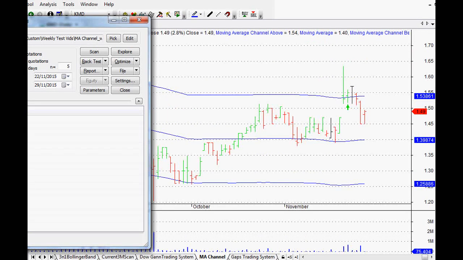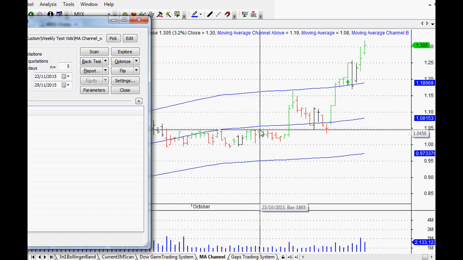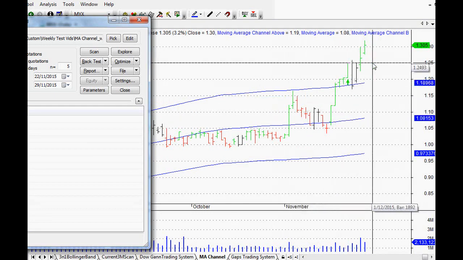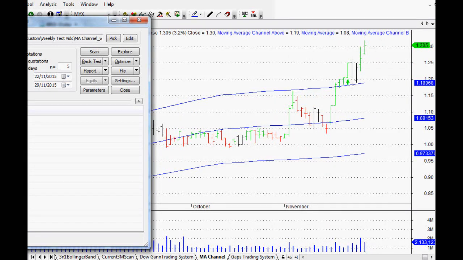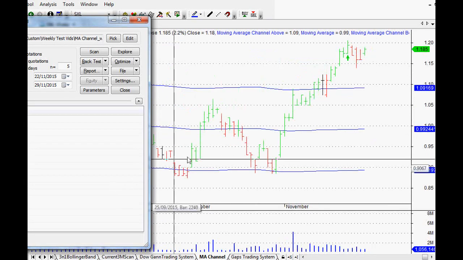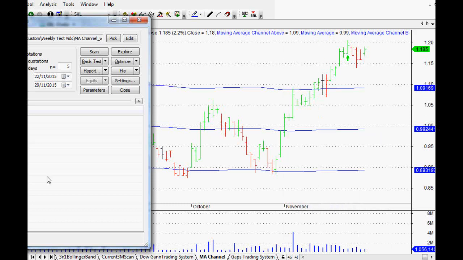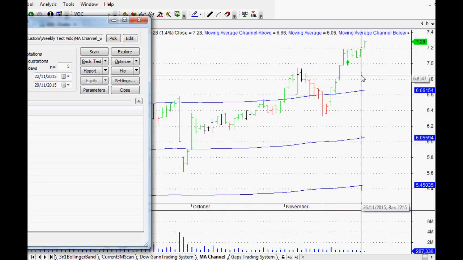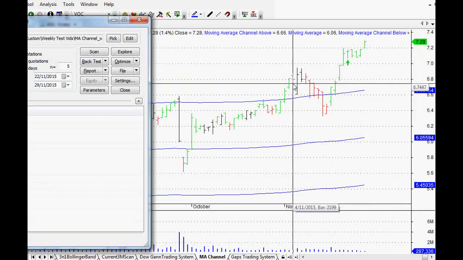HGG, KMD or Kathmandu, MYX, or Main Pharmaceuticals. Now, interestingly, that came up in the Dow Gann trading system as well. Oil Search, OSH, Southern Cross Media, SXL, and VOC, so Vocus as well. That's moving up, which is great.